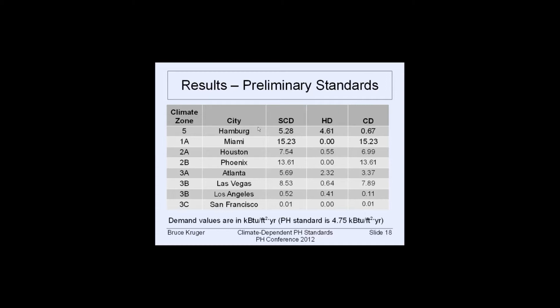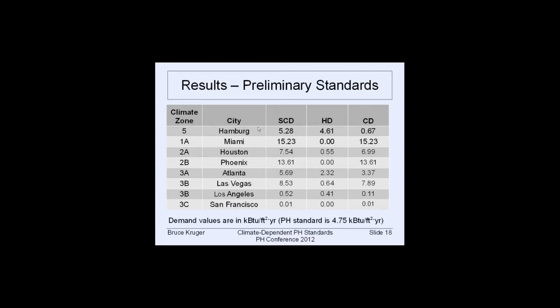But we have 2 slides because there are 15 different climate zones. So this slide shows the hotter climate zones, the representative city for the climate zone, and then the SCD is space conditioning demand, which is the sum of the next 2 columns. And I show those columns just for reference because we're, I think, more used to looking at heating demand and cooling demand numbers. And I included the Hamburg numbers just kind of for reference.